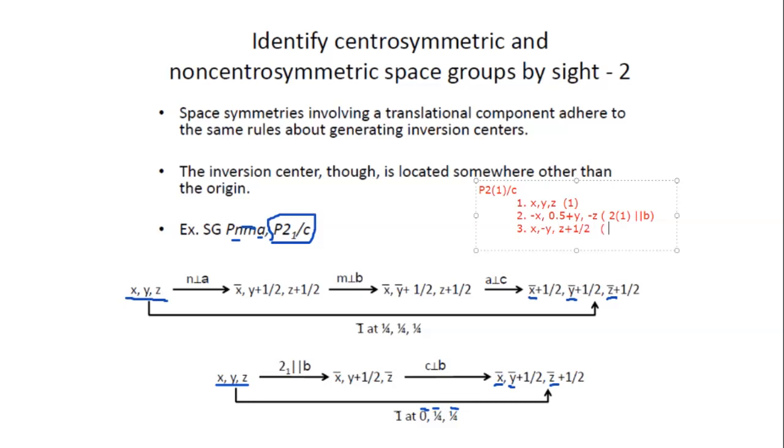And this is a C glide perpendicular to B. Now, remember, space groups have an even number of operators. So P21/c has 4 operators. The last operator is the inversion center, which is a combination of the 2-1 and the C glide operators. So we get an inversion center at negative x, a half minus y, and a half minus z. So this is the inversion center. These are the four operators that make up P21/c.